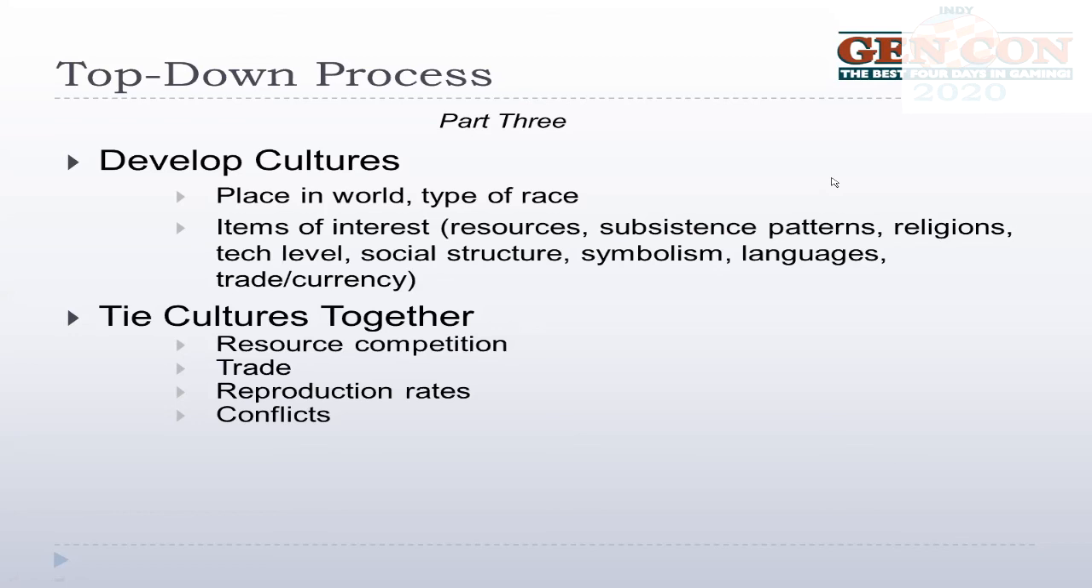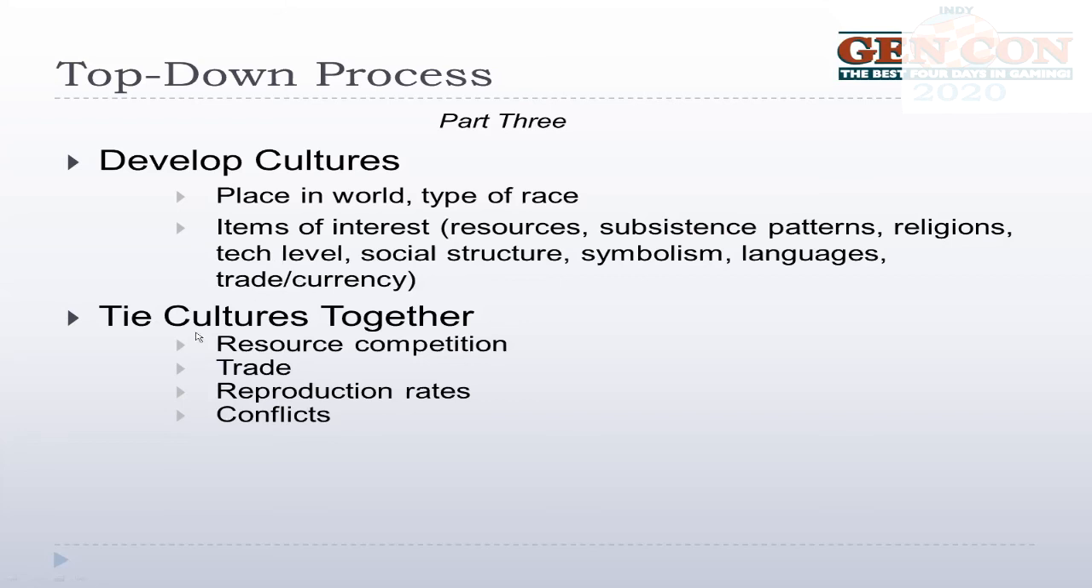Are there different tech levels amongst the different species? How are they structured from a societal standpoint? Are they hunter-gatherers? Is it some type of feudal system? And then think about symbolism and languages and things. Do these people all do things in fives? Is 5 a very important number to them? Is 7 an important number? Do they build things based on these structures and patterns?